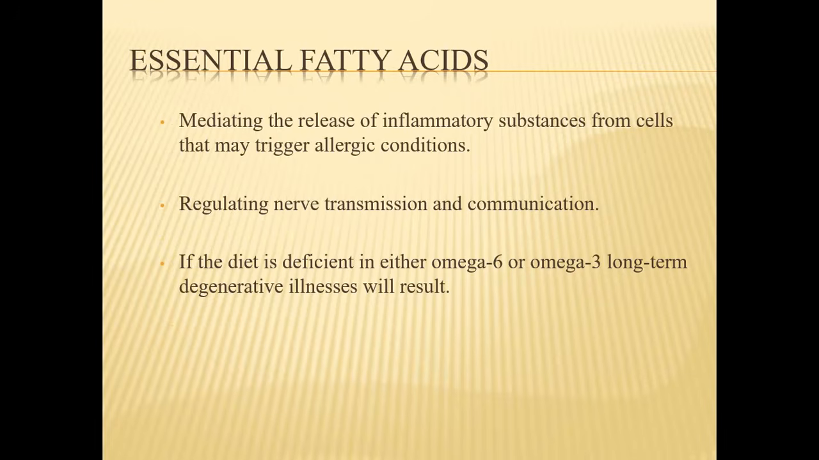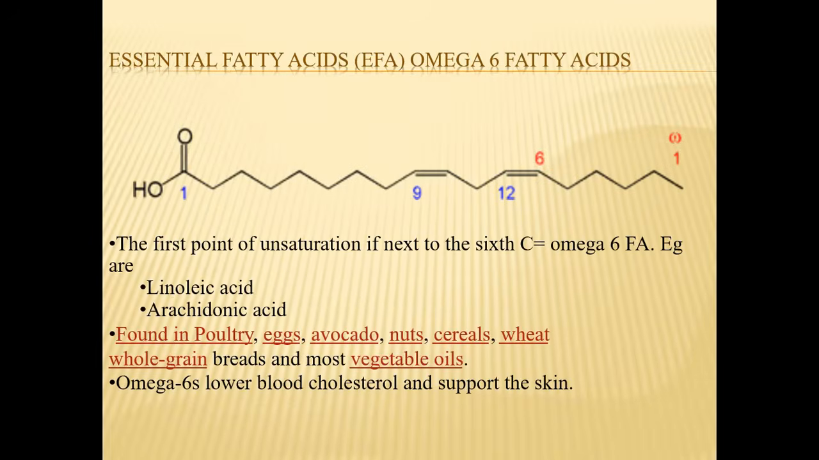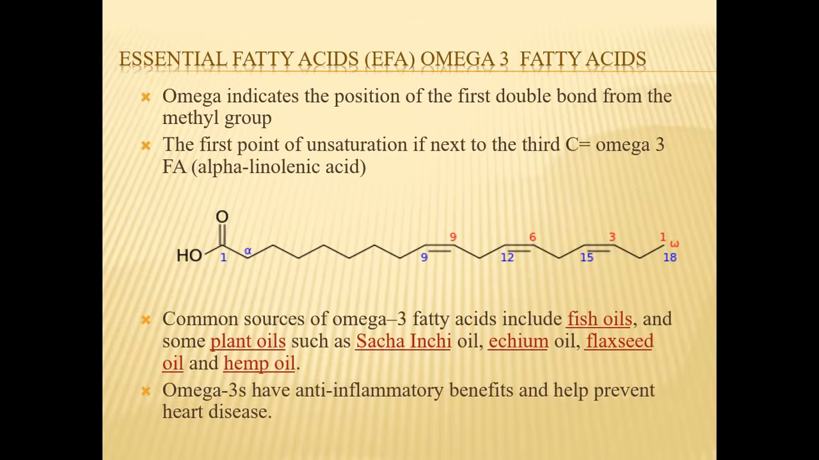Basically, the nerves become degenerated, and that's why we need essential fatty acids for them. So that's why we have to take them in the diet, so we are not deficient in these essential fatty acids. And as we discussed, we can get omega-3 and omega-6 basically from poultry, eggs, avocado, nuts, and vegetable oils, specifically olive oil, and omega-3 from fish.